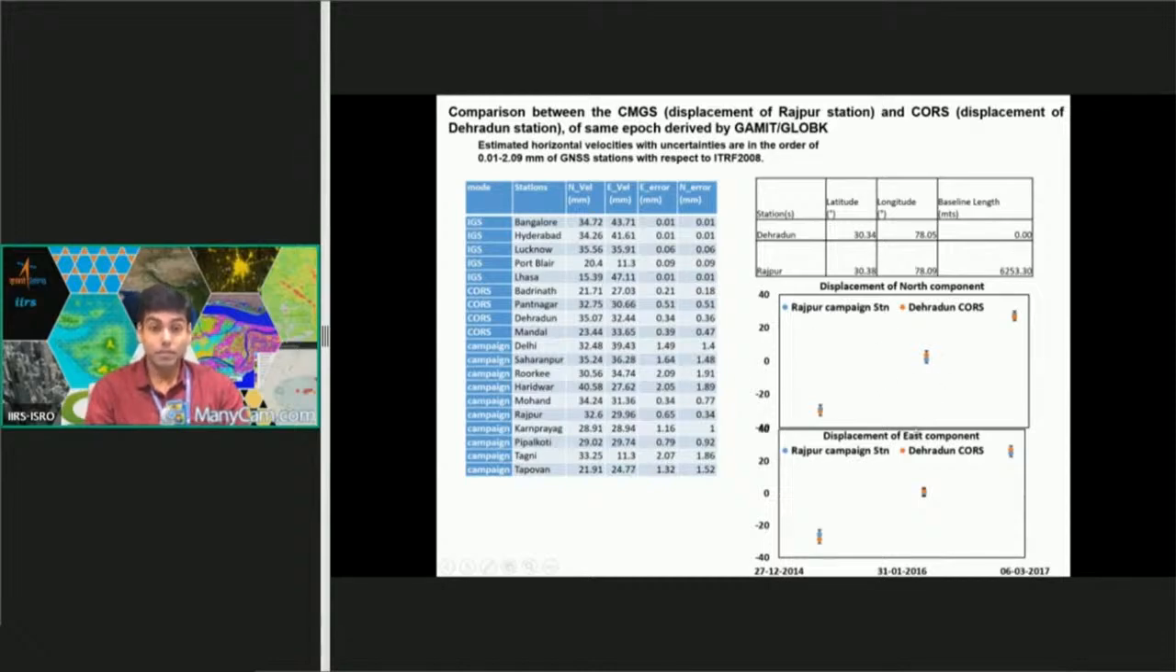And we have done this comparison also, campaign data and continuous data, means permanent station data. So CORS is also known as continuously operating reference stations. So you can see both are matching together. Both are very close to matching together. So it confirms that campaign data is as good as CORS data.